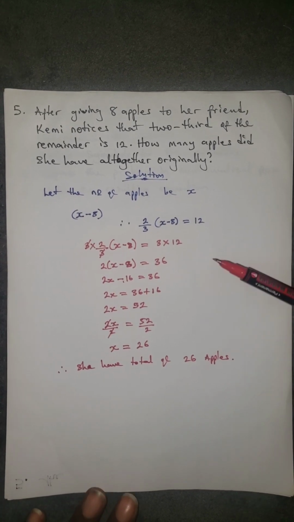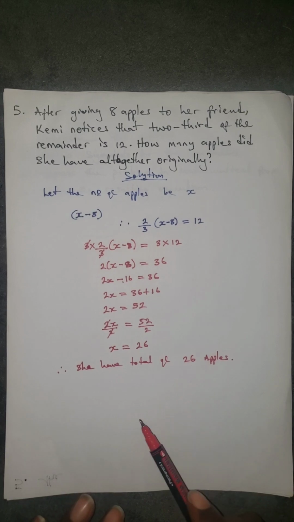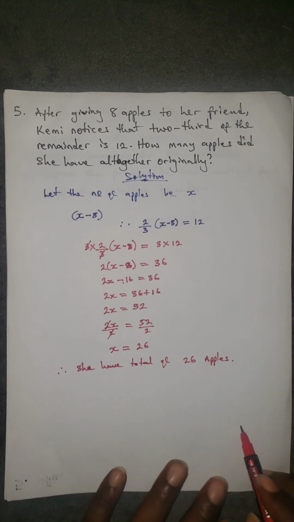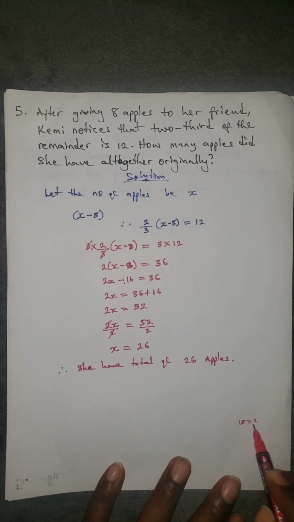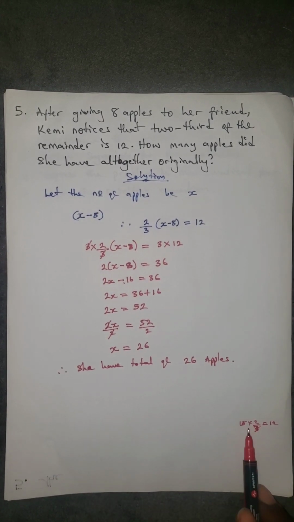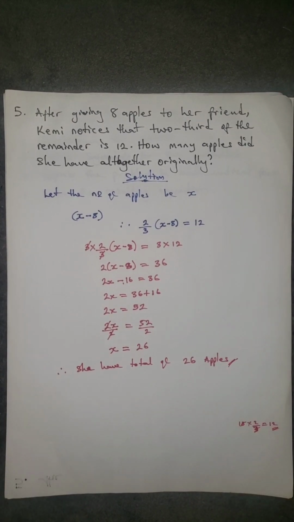So if you check it in the question, if you remove 8 apples from 26 apples, you are going to have 18 apples. And two-thirds of 18 will give you 12. That's 2 over 3 times 18, it will give you 12. So that means our answer is very much correct.